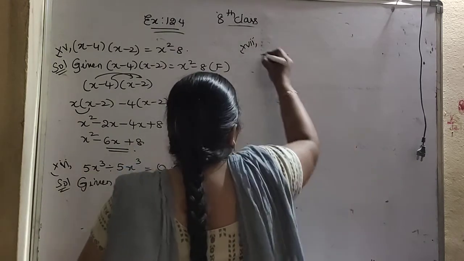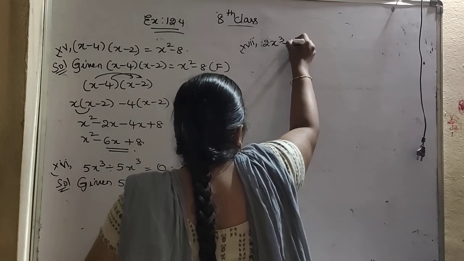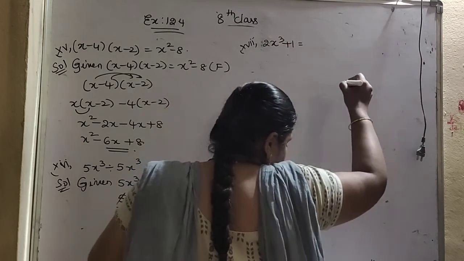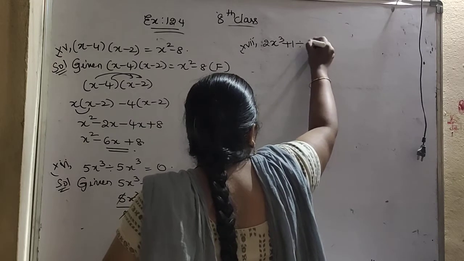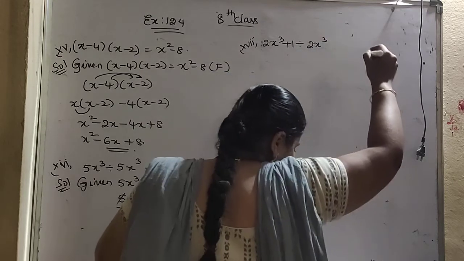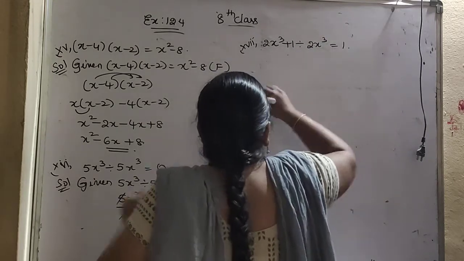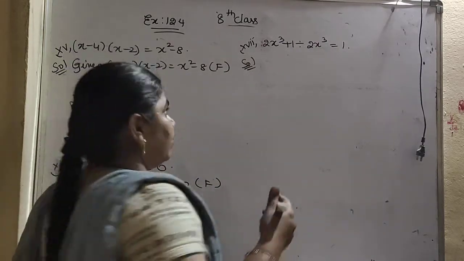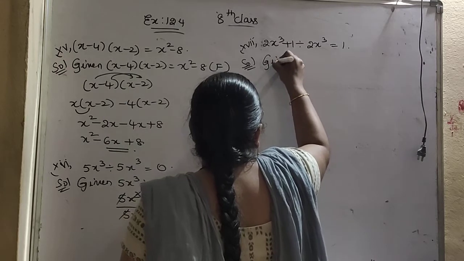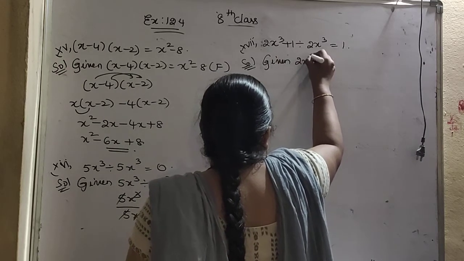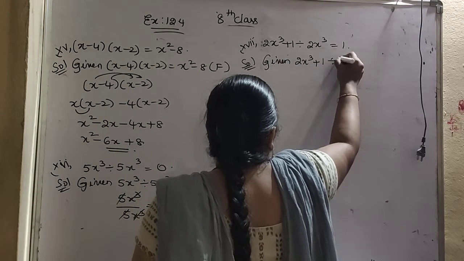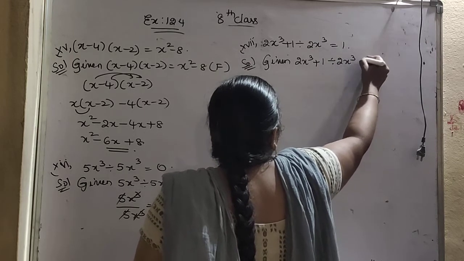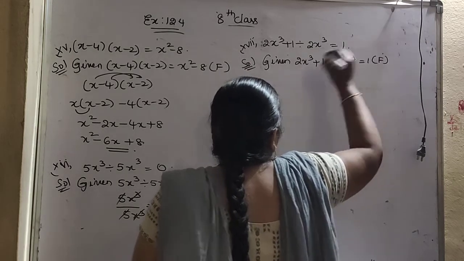Seventeenth: (2x cube + 1) divided by 2x cube is equal to 1, it seems. So what is the result without error, we will see. Given (2x cube + 1) divided by 2x cube is equal to 1 is a false statement.